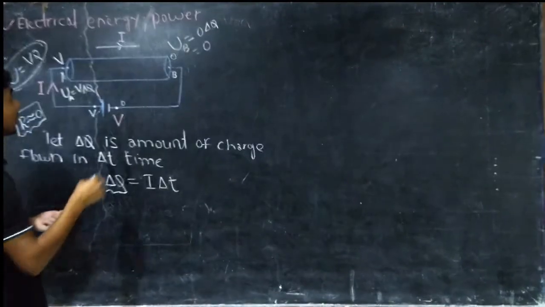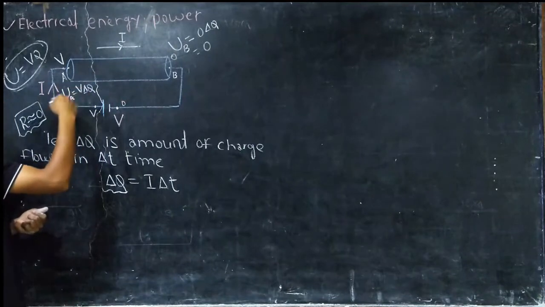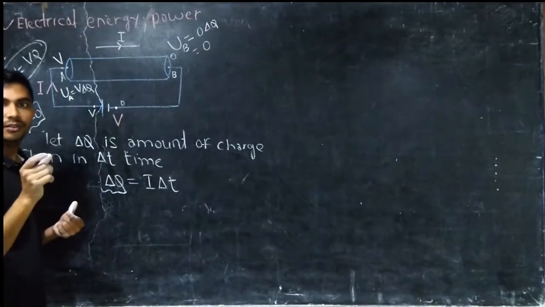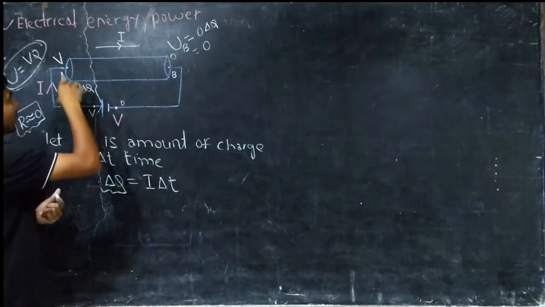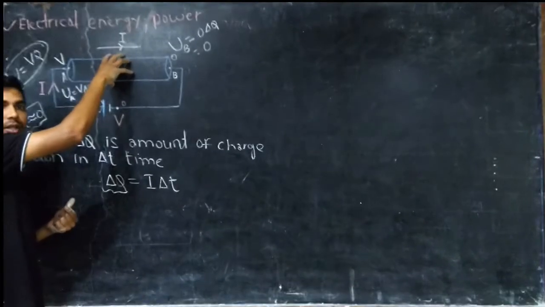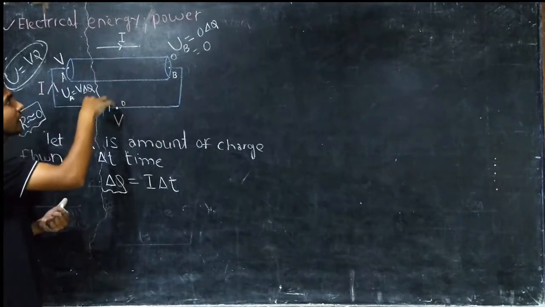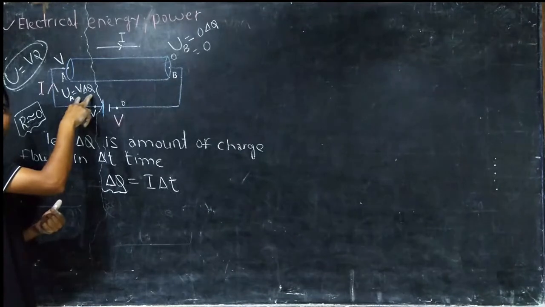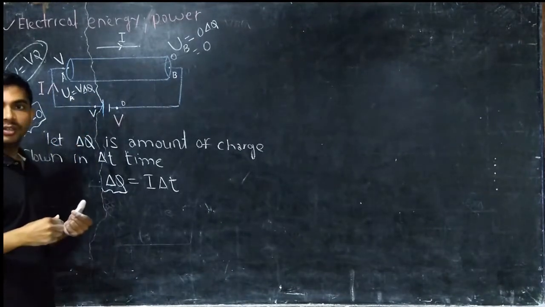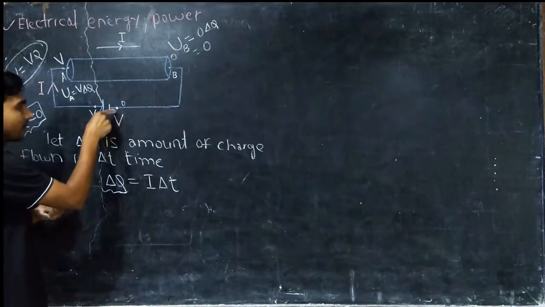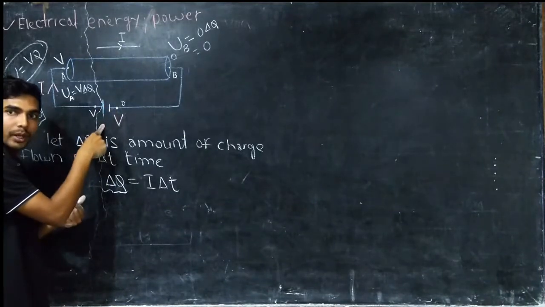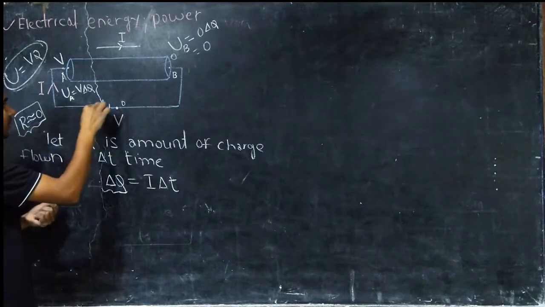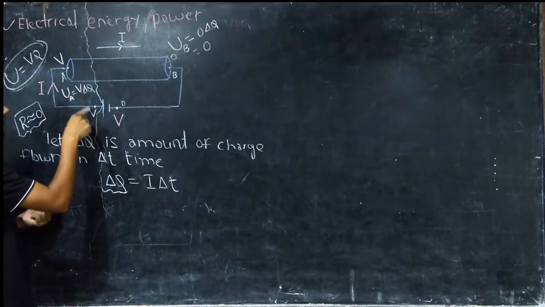Now, as current is flowing, the conductor is consuming the energy, yes or no? And every time it is consuming this much energy. Then who is providing this energy? The battery, right? The battery is providing that energy. So as you can see here, on this side the energy is how much?